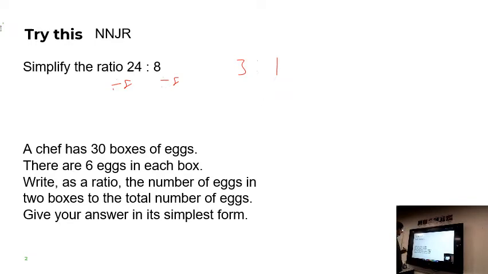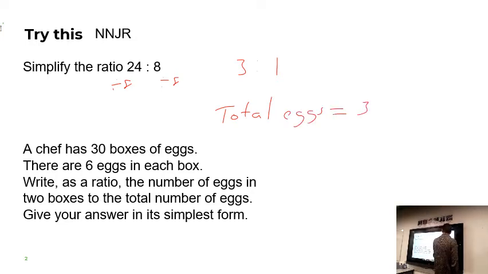Okay, so Chef has 30 boxes of eggs. There are 6 eggs in each box. So the total number of eggs is equal to 30 times 6, which is equal to 180. Write as a ratio the number of eggs in 2 boxes to the total number of eggs.